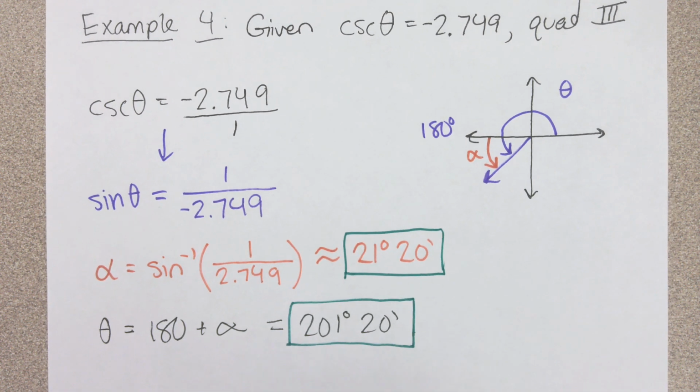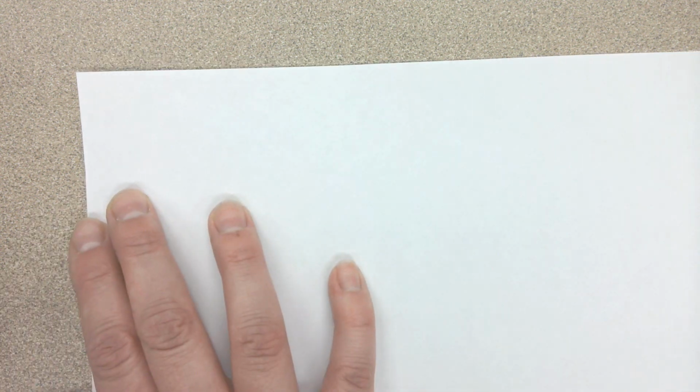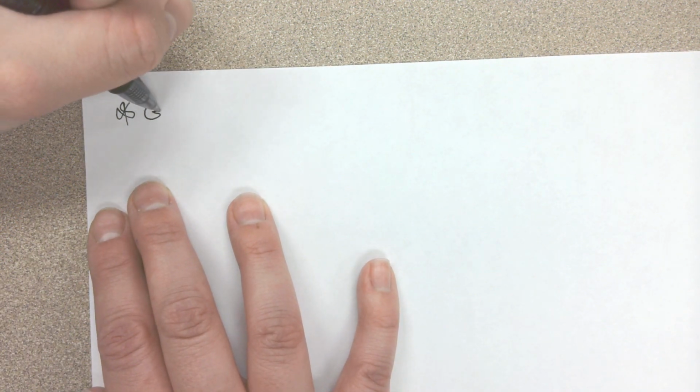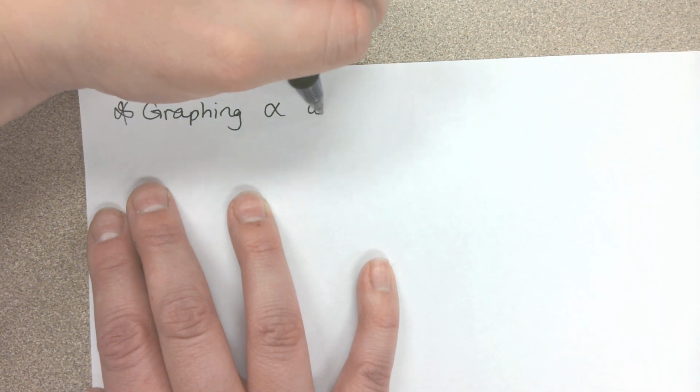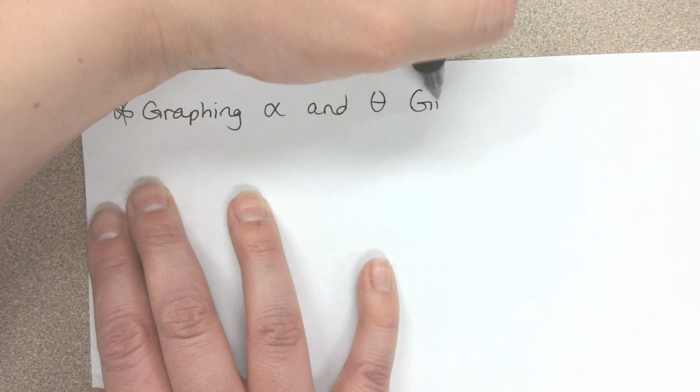As far as that goes, that's as tricky as it's going to get. Any questions on these types of graphing problems? Okay. I've got another type to show you. Graphing alpha and theta given a point.